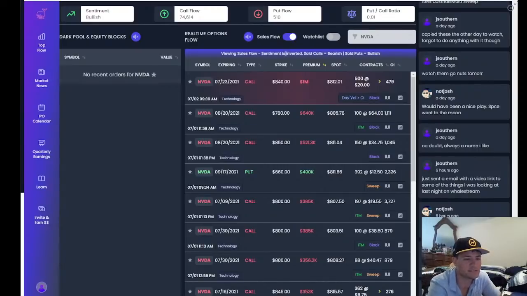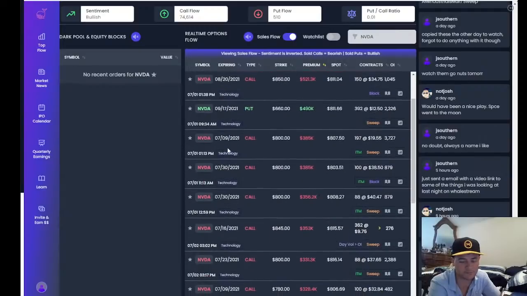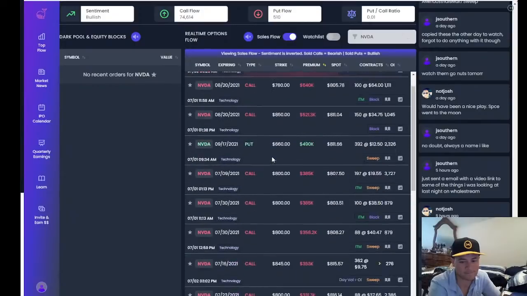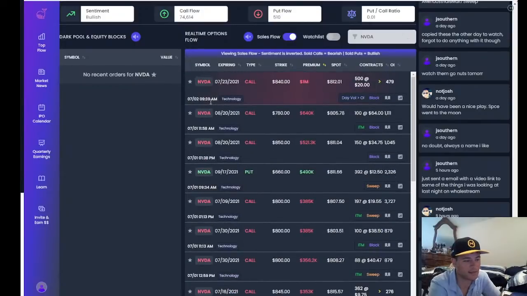I'm viewing the sales. Sentiment is inverted. Sold calls are bearish. Sold puts is bullish. All right, that makes sense. That's our wheel gang. All right, so somebody here at 9:39 in the morning sold $1 million of calls at the $840 strike at the time when the stock was trading for $812. So they were probably selling covered calls, expiring in 2 weeks.